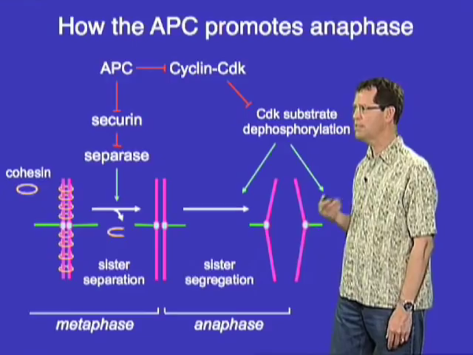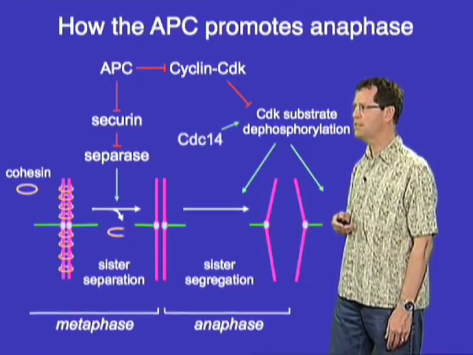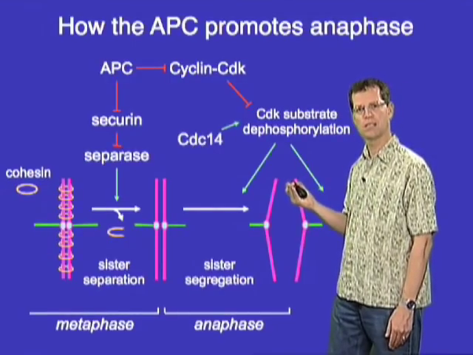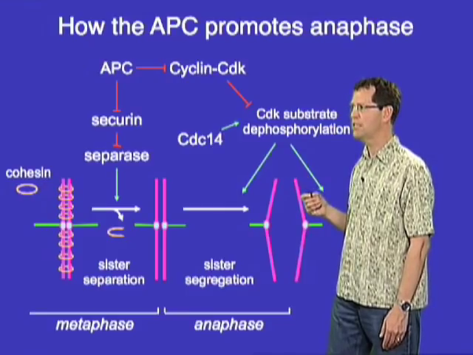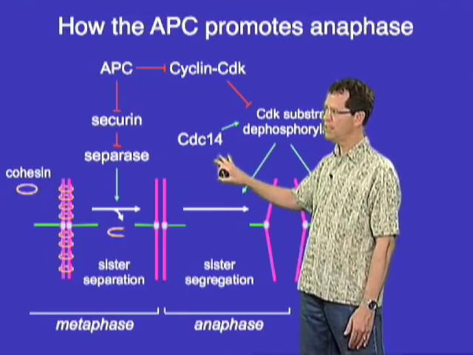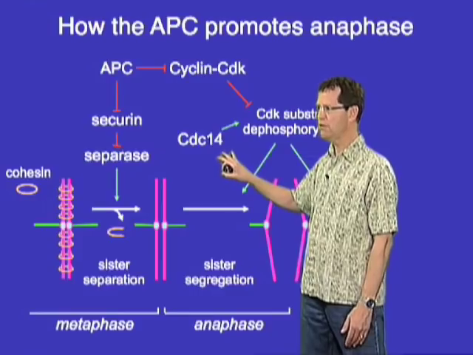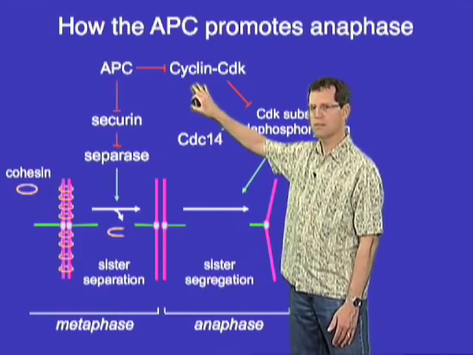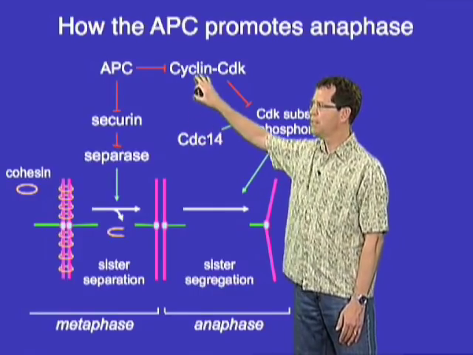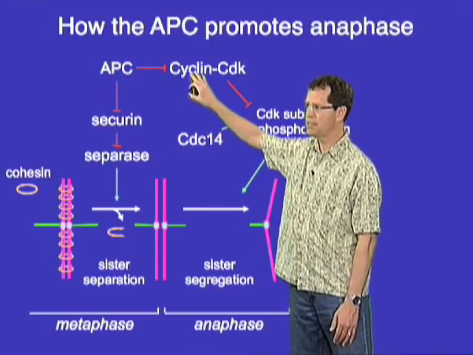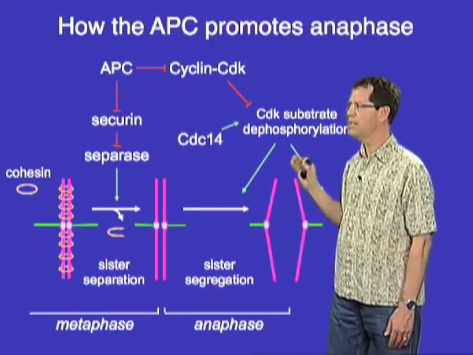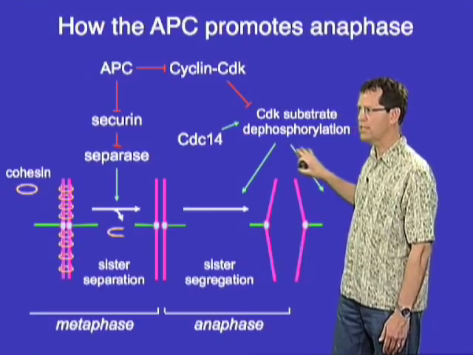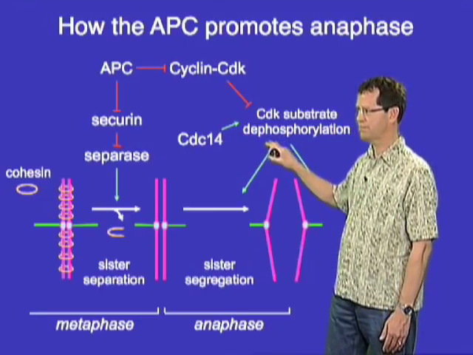And in budding yeast, the system we work in, the major phosphatase that takes off CDK substrate phosphates is a protein called CDC14. And CDC14, this phosphatase, is activated in early anaphase at about the same time as cyclins are destroyed. And by this mechanism, by activating the phosphatase at the same time as you inactivate the kinase, that leads to a highly concerted dephosphorylation of CDK substrates.